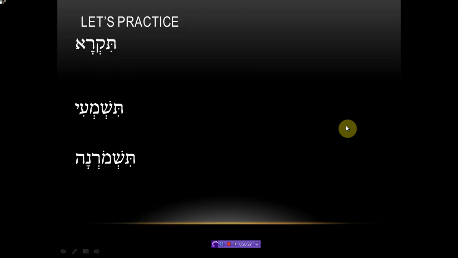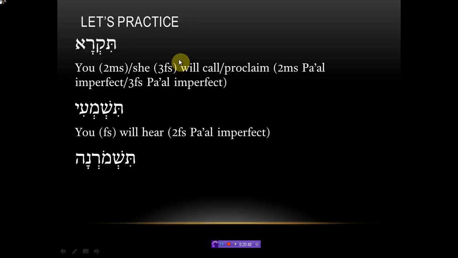Let's look at our example. You, feminine singular, will hear. So this is a second feminine singular, Pa'al, imperfect. The two markers are the tav and the hirak yod at the end.